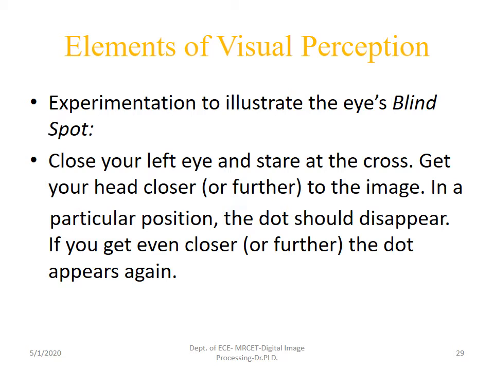Close your left eye and stare at the cross. Get your head closer to the image to a particular position. The dot should disappear. If you get even closer, the dot appears again.